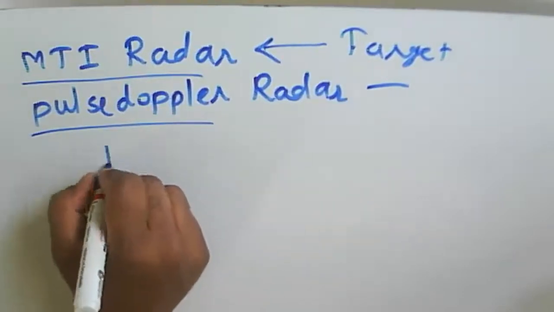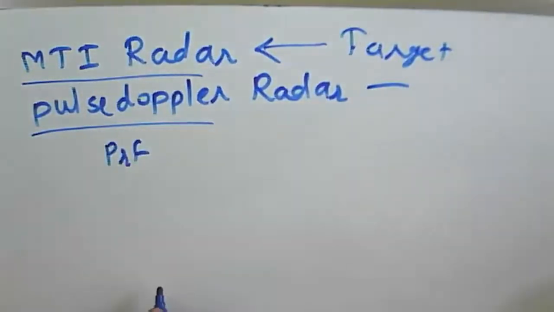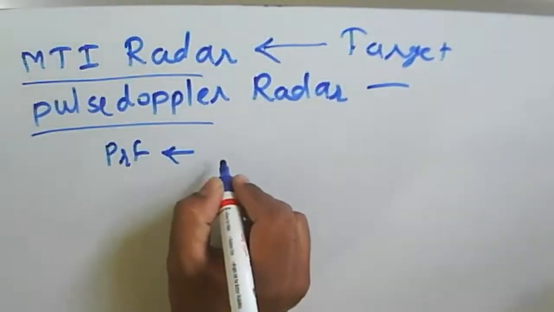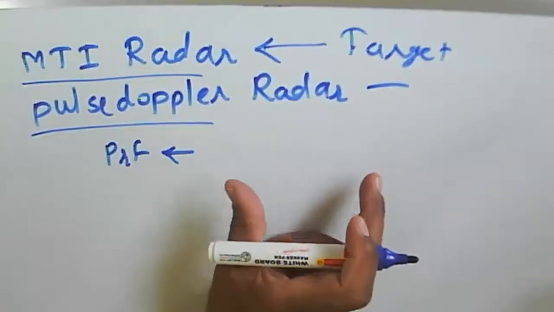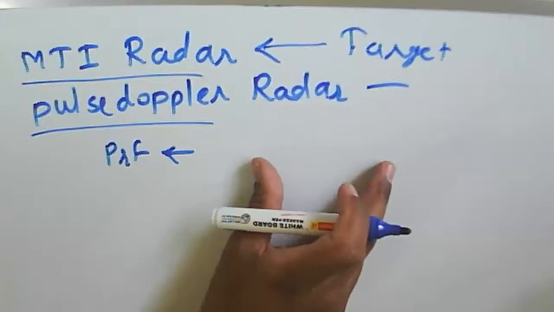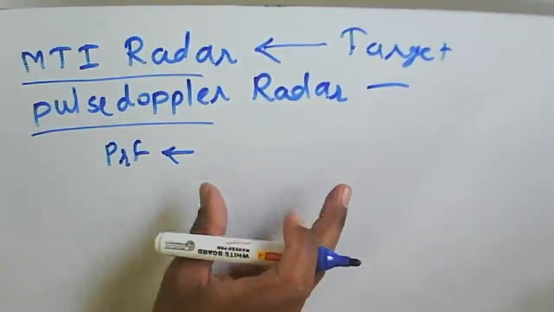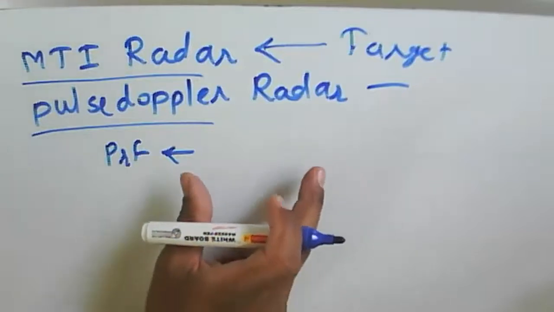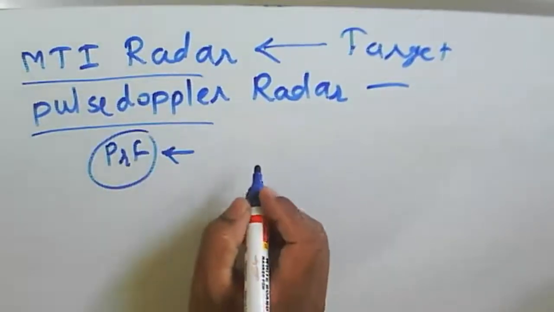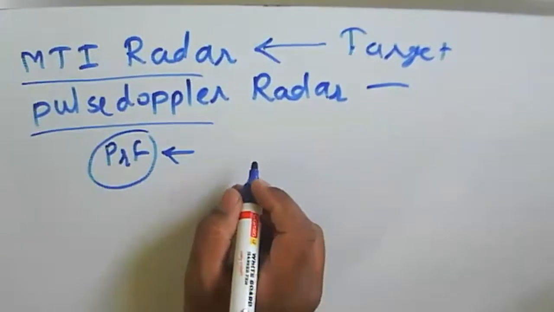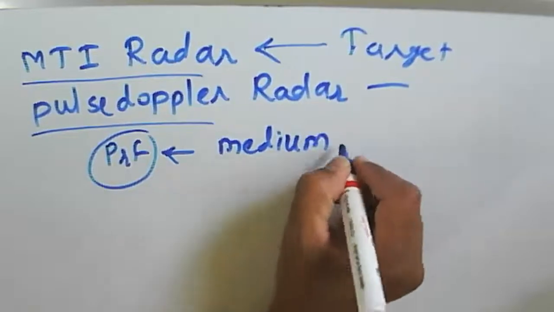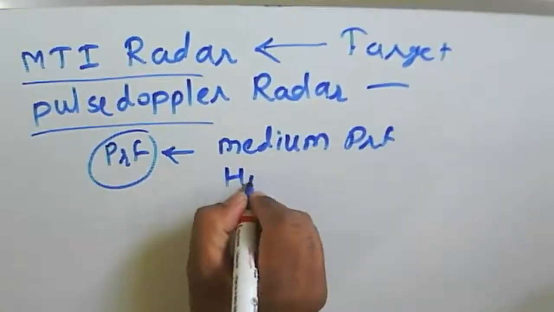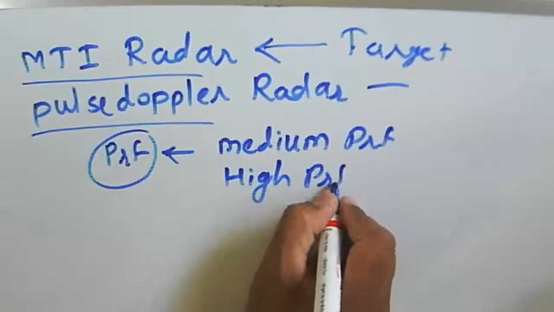So what pulse repetition frequency do we consider to avoid the blind speed? Because there may be variation in the pulse repetition frequency, so that we can avoid a blind speed or a blind target. Based on this pulse repetition frequency, there are types of pulse Doppler radar. In that case, we consider a medium PRF or a high PRF.